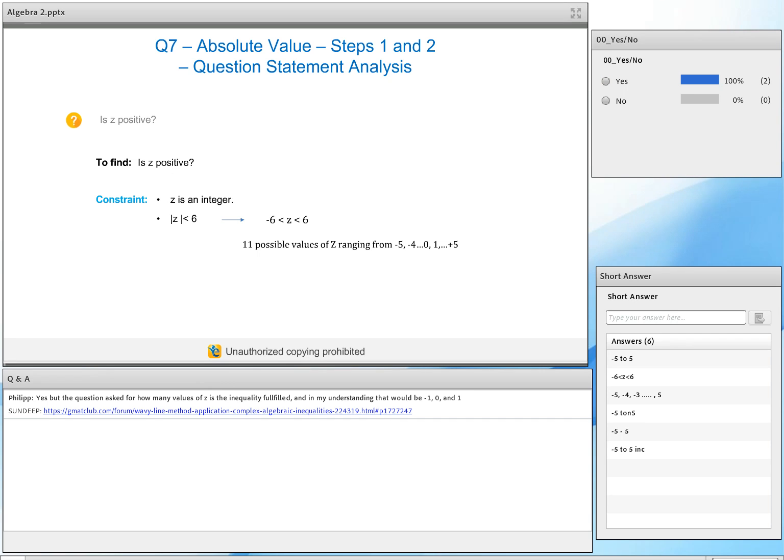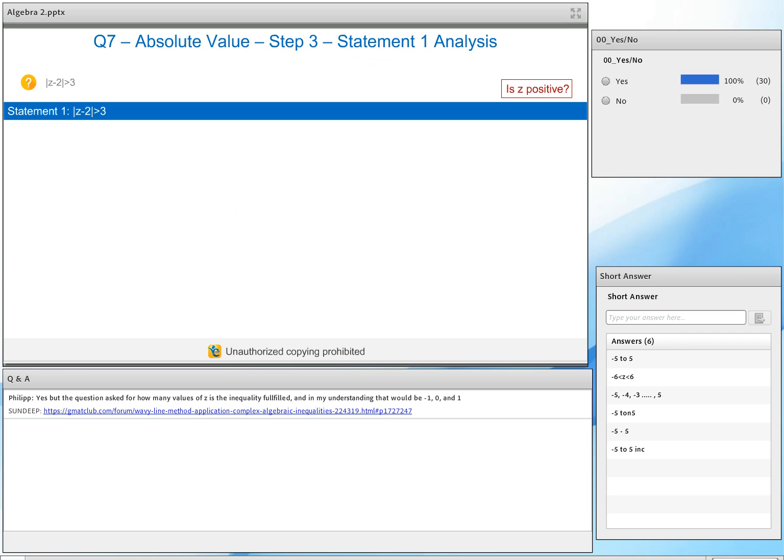Everyone was able to process this information? Good, very nice. Now let's take a look at statement number 1. What is statement 1 saying? Mod of z minus 2 is greater than 3. That is what it's saying.